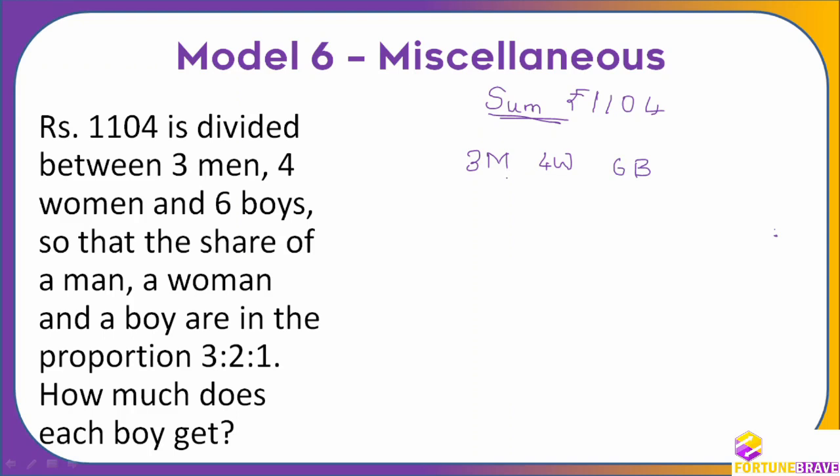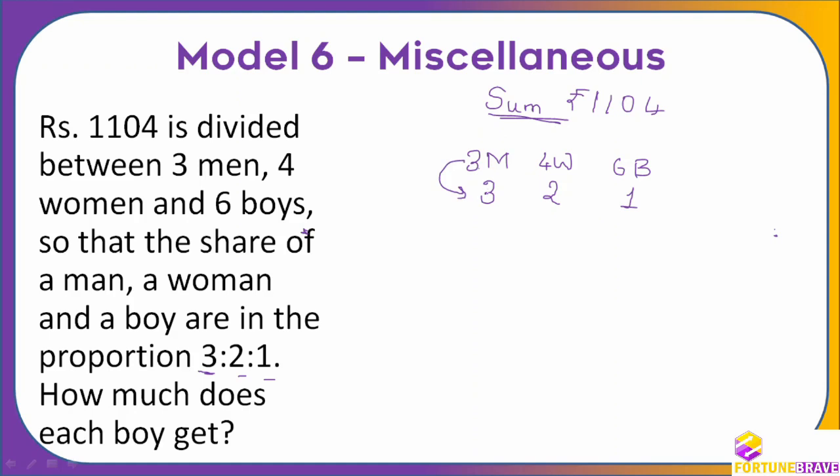But this is not directly. Everybody is not going to get the same amount. Again, what they are saying? The shares of a man, a woman and a boy are in the proportion 3 is to 2 is to 1. So if a man gets 3 rupees, a woman gets 2 rupees and a boy gets 1 rupee. So now you see this amount is not to be distributed equally, it has to be distributed in a different form. So again we are going to combine this.